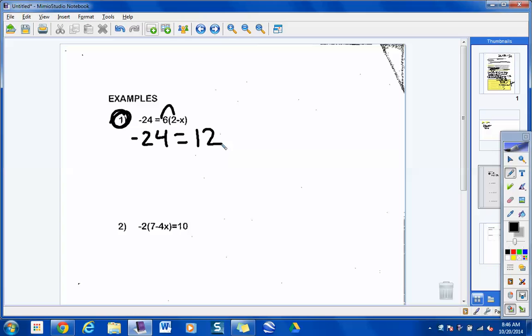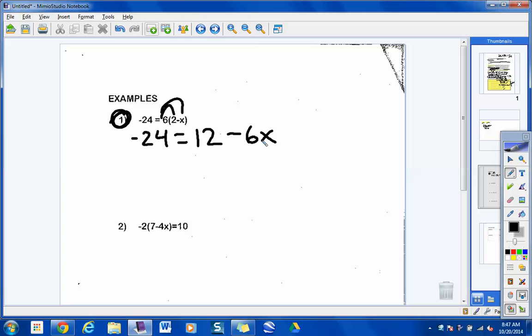Negative 24 is equal to 12, and then I've also got to take this 6 times what else in there? X. Okay, so 6 times x, and is this going to be minus 6x or plus 6x? Minus. Everybody agree with what I've got? Yeah. Okay, now, if you recall on the last section, I don't really care for the way this is written. Would you guys buy that? I like having my x's where? Over here. Out in the front.